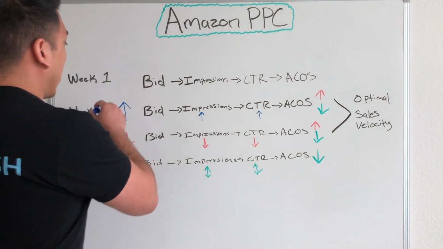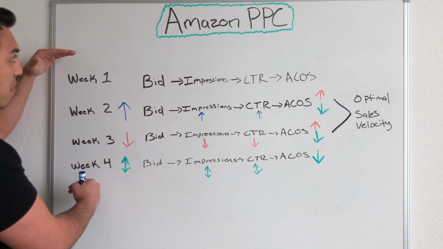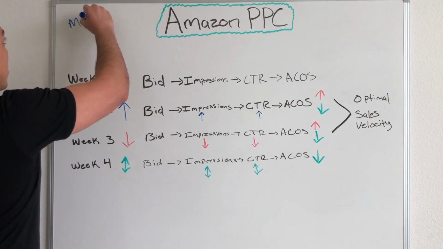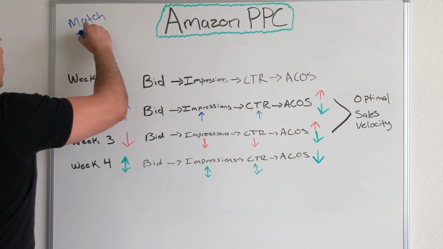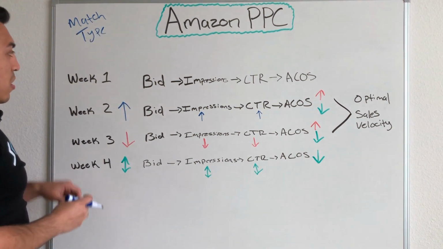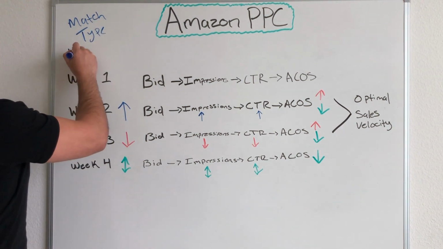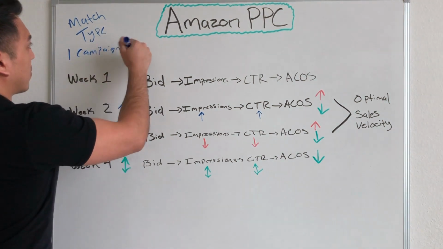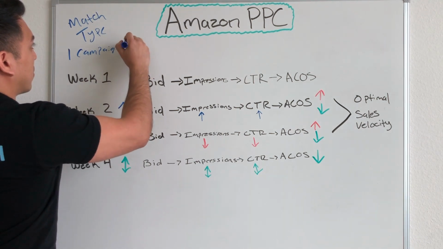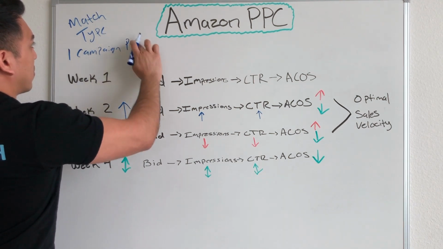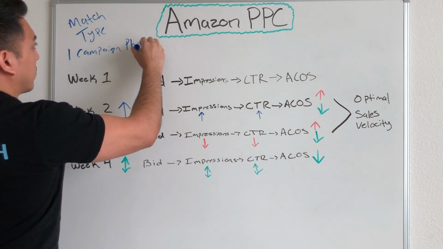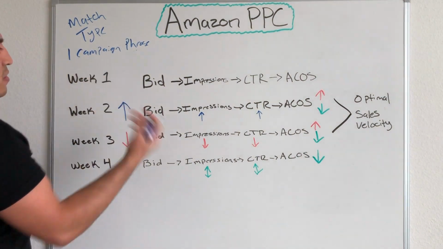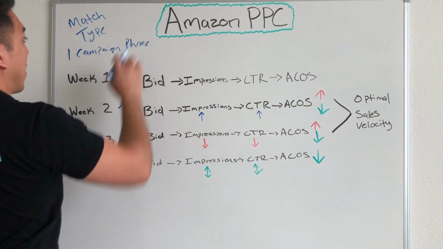So I broke down one campaign, and again, this is high level stuff. This is gonna be by match type. Okay, so this is just one campaign, and let's say this is a phrase campaign. Amazon has different match types. They have exact, broad, and phrase, and there's also auto. So this is just for one campaign, okay?